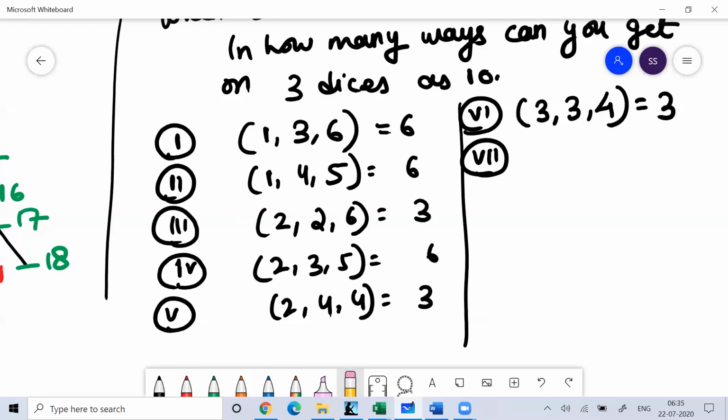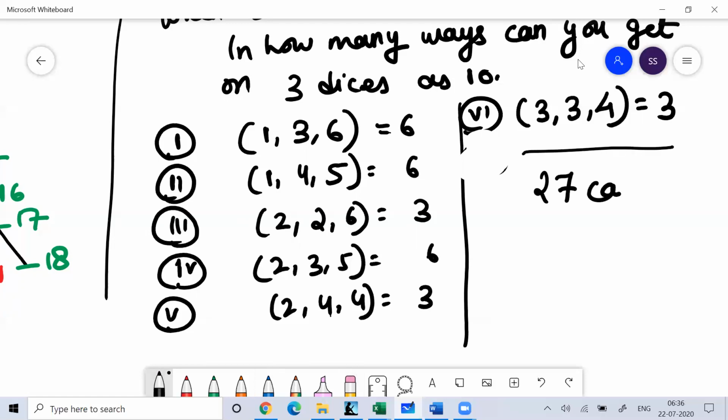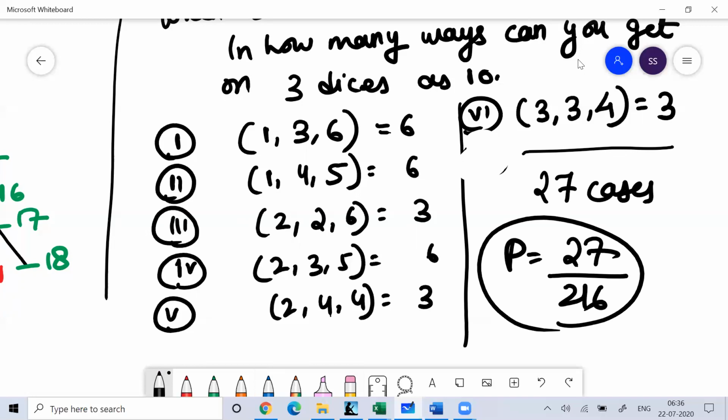Okay, that means this would be the total number of cases. So the total 27 cases is possible. Same thing if I ask in probability, the answer would be 27 by 216. Fine. So while solving it all, you can do divisible by 3 and all. You take care of that part, so I'll not use my brain for that.